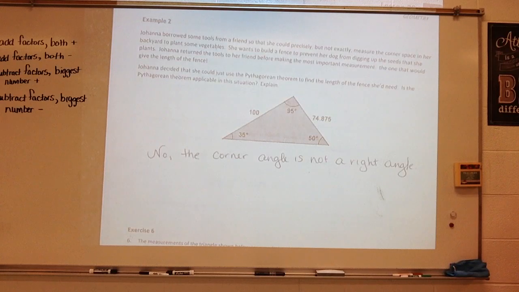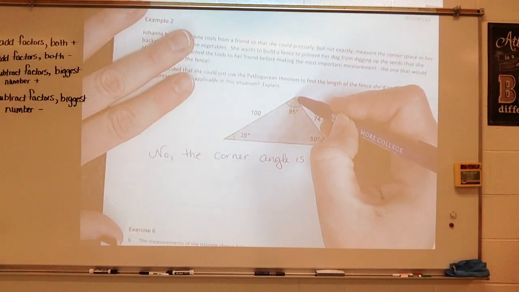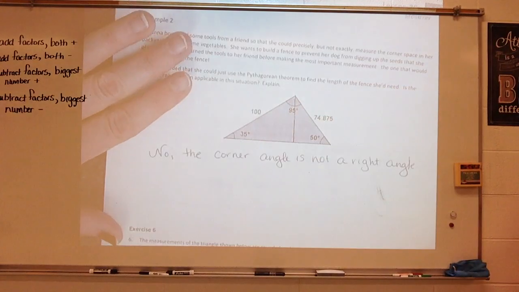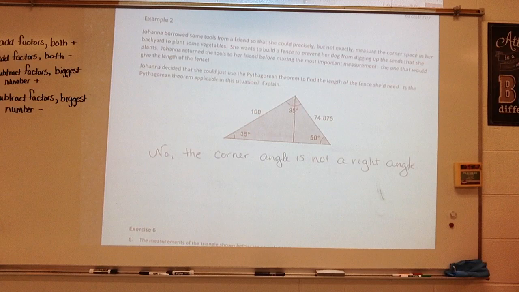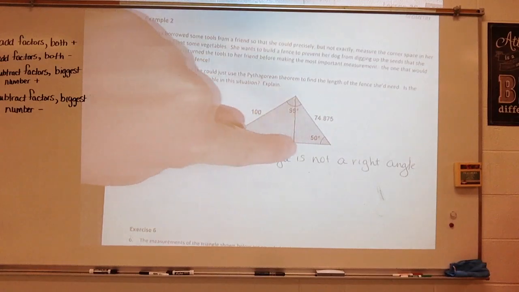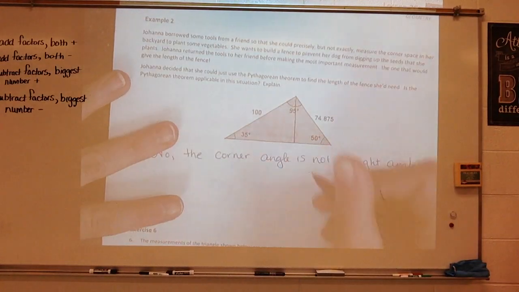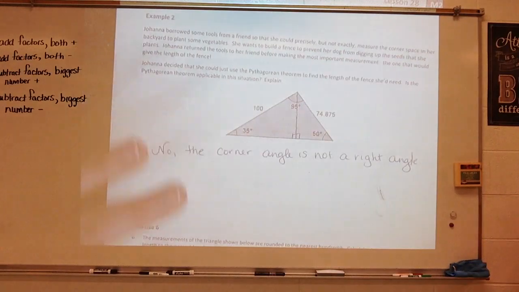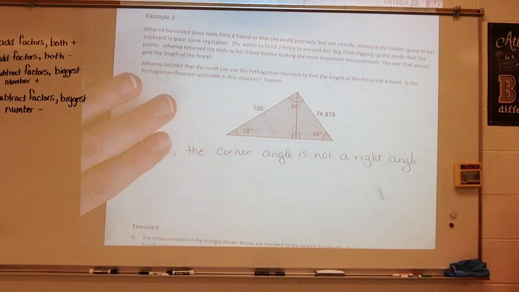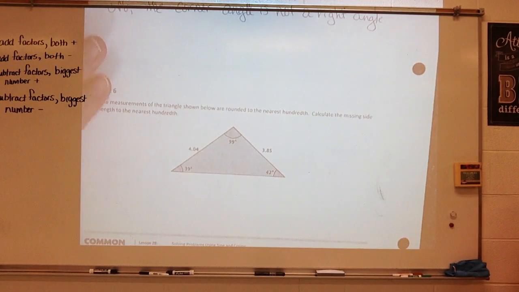So what can we do to help Joanna figure out the length of the fence she needs? Let's say that we dropped an altitude. If I dropped an altitude, then would I be able to figure this out? I would, because then I could use my 35-degree angle and my 50-degree angle, since an altitude forms right angles, so then I have right triangles. The measurements of the triangle shown below are rounded to the nearest hundredth. Calculate the missing side length to the nearest hundredth.